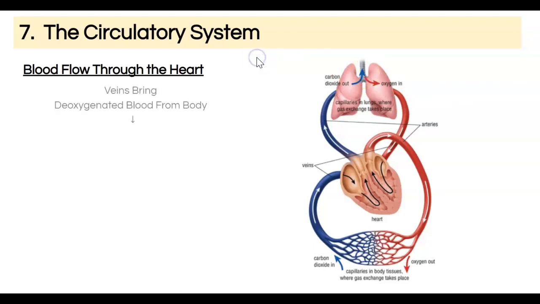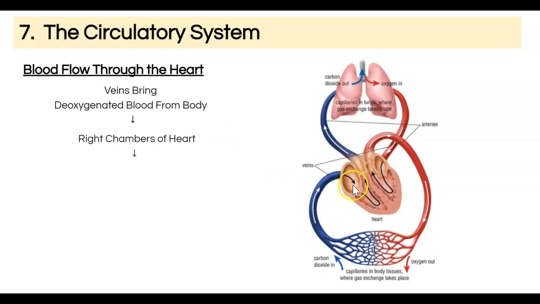So it's a cycle, so I have to choose a starting point. I'm going to choose the veins that are bringing the deoxygenated blood from the body. So here that means I'm starting here. So here's a vein, right? And it's got all this blood that needs to get reoxygenated because all that oxygen got used up in the body somewhere. So that blood is going to be brought back to the heart via the veins, and it's going to go from the body into the right chambers of the heart.